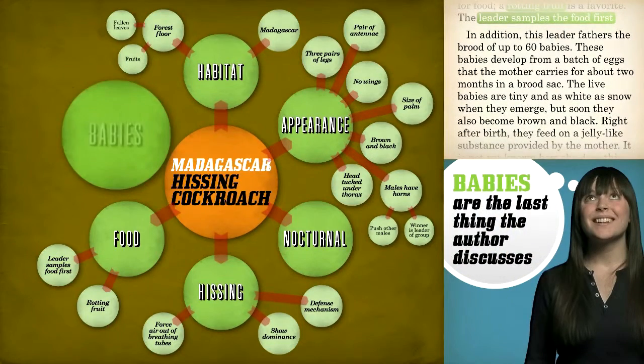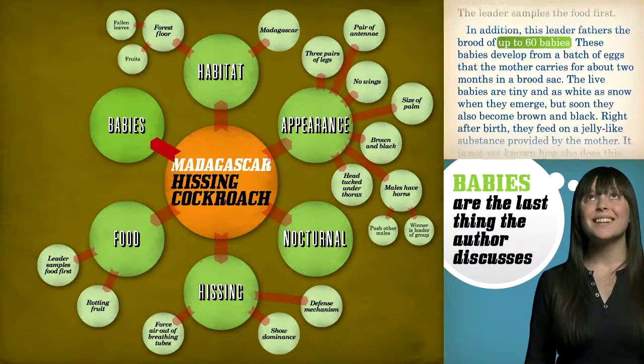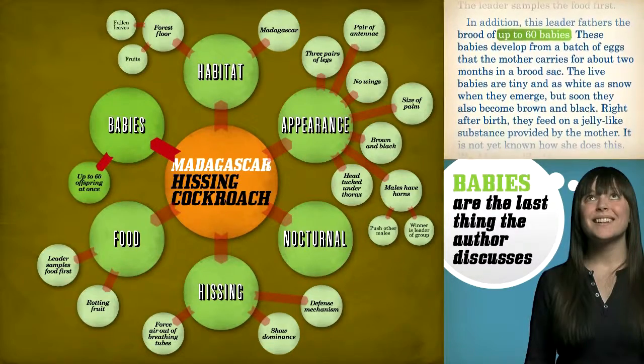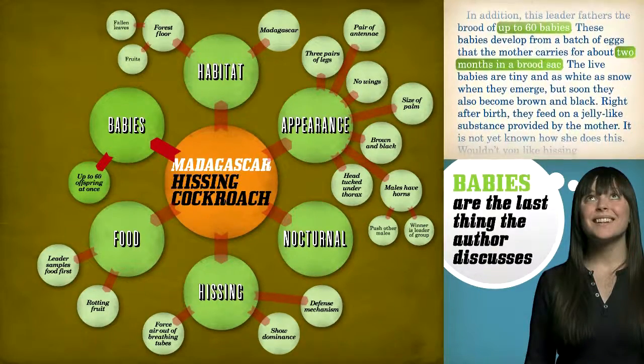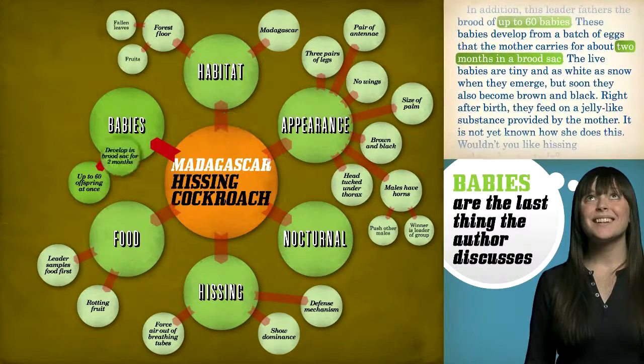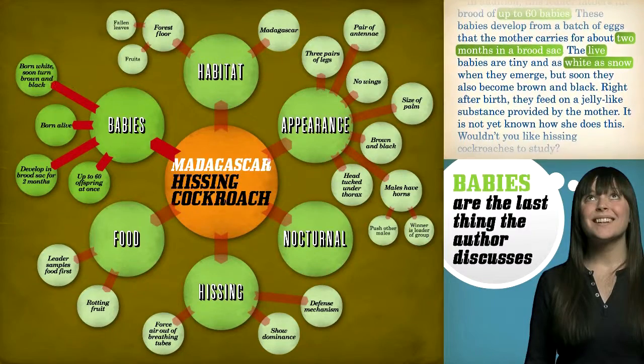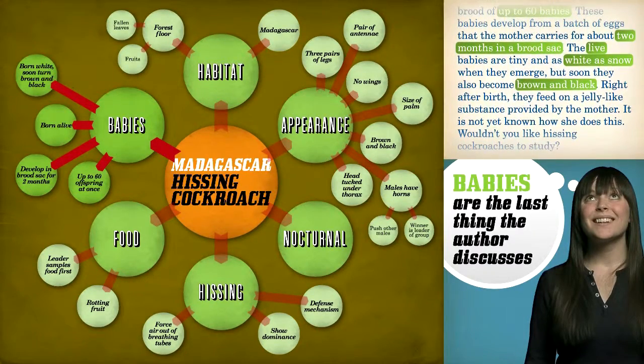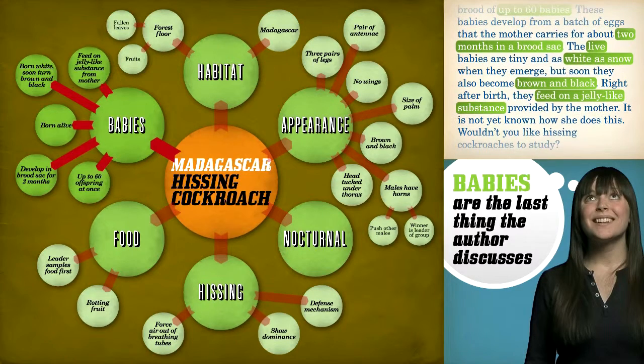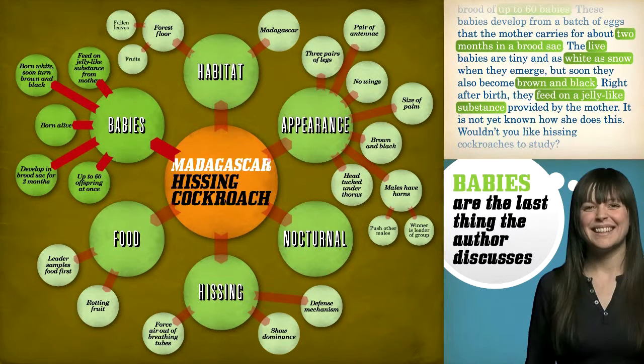Babies are the last thing the author discusses. In addition, this leader fathers the brood of up to 60 babies. These babies develop from a batch of eggs that the mother carries for about 2 months in a brood sac. The live babies are tiny and white as snow when they emerge, but soon they also become brown and black. Right after birth, they feed on a jelly-like substance provided by the mother. It is not yet known how she does this. It is unusual. I thought all insects laid eggs. I sure was wrong. These cockroaches give birth to live babies.